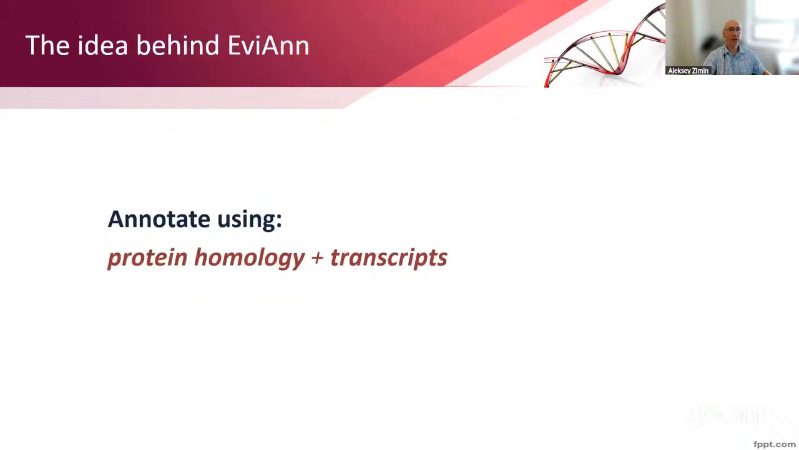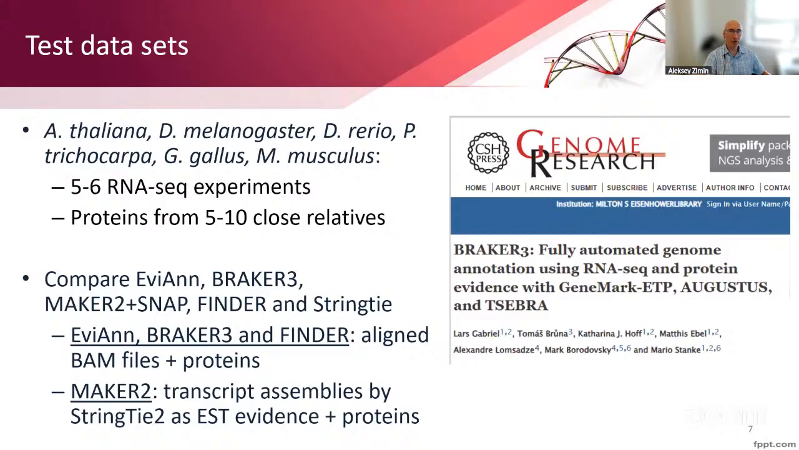The idea behind EviAnn is to solve these problems by combining evidence from protein homology and transcript data. Before telling you how exactly I do this in EviAnn, I'm going to tell you how well EviAnn works. So I'm going to use test data sets for 6 organisms. Most of them are well-studied model organisms, such as Arabidopsis thaliana, fruit fly Drosophila melanogaster, zebrafish Danio rerio, poplar tree Populus trichocarpa, chicken G. gallus, and Mus musculus, which is the mouse.